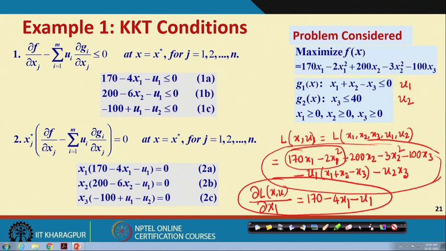Now, if you differentiate with respect to x2, the x2 terms are 200 x2, whose partial derivative is 200, and minus 3 x2 whole square, which gives minus 6 x2, and then minus u1. So, 200 minus 6 x2 minus u1 less than or equal to 0, that is the second condition. What will be the third? Differentiate with respect to x3. That is minus 100, and this is plus u1 times x3. Can you see that?